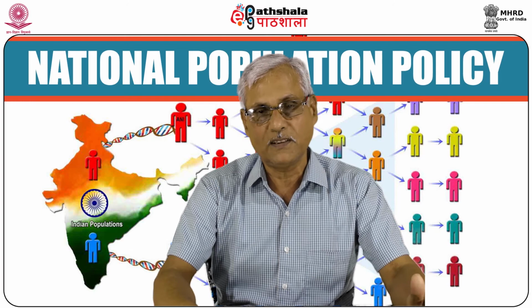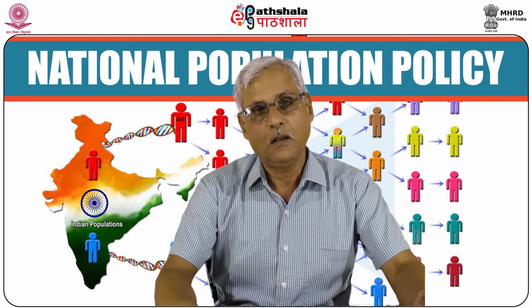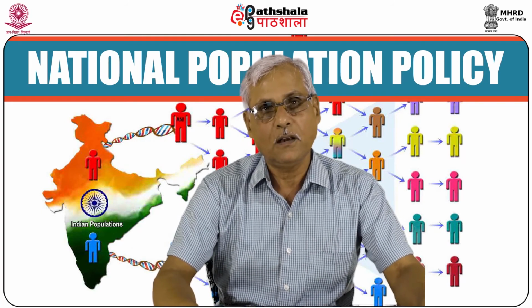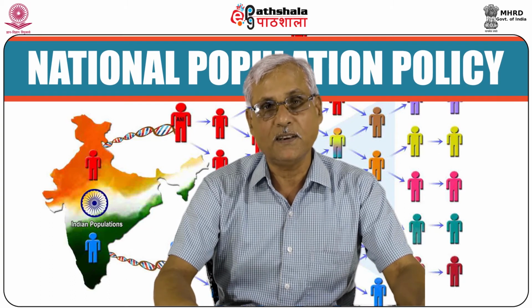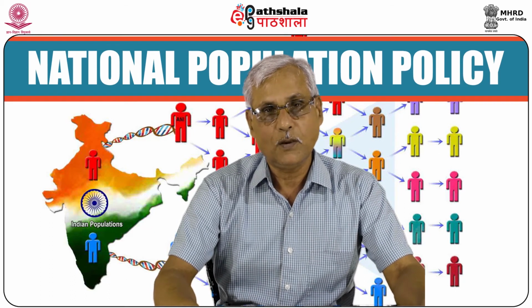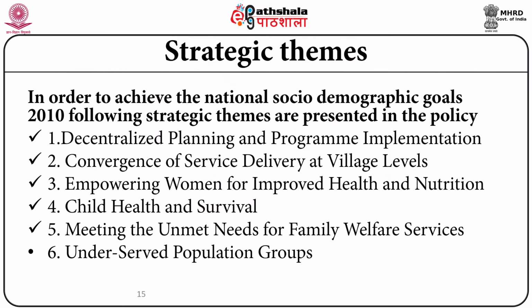Meeting the unmet needs for family planning. Because if the national coverage for modern methods is, for example, 48%, and the unmet need for family planning is 19%, if that is taken care of, it will lead to the total fertility rate reaching 2.1. Underserved population groups have to be prioritized, because the fertility is high in these groups, and these are not brought into the ambit of the health services.